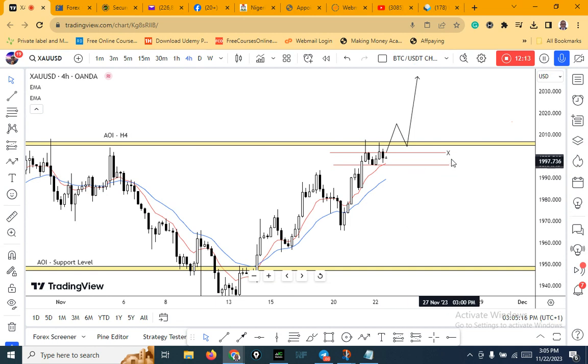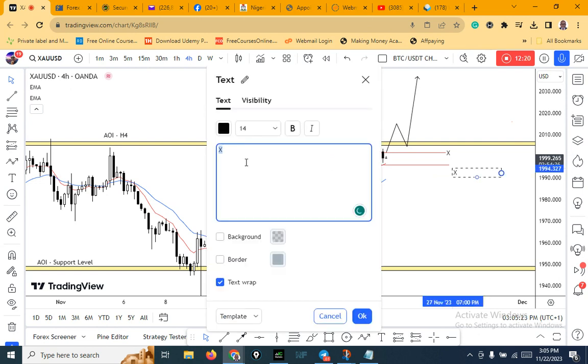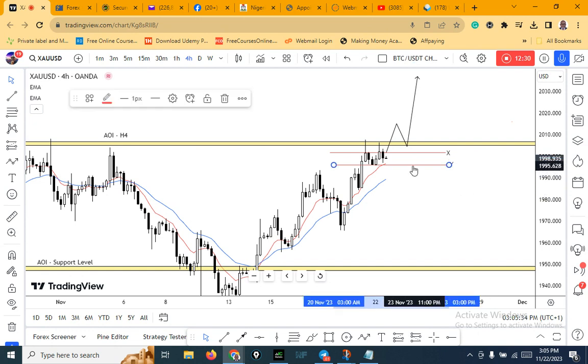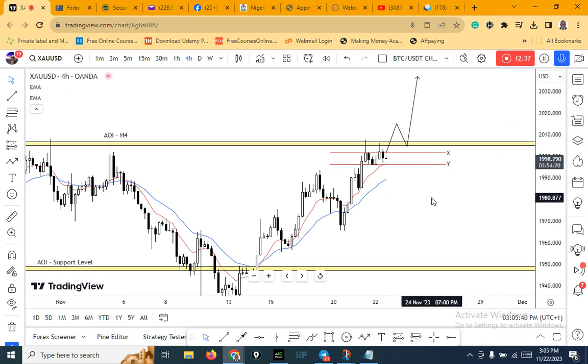If price is able to break through that level, excuse me one thing, one minute, let me call this Y. So if price is able to break through Y to the downside, then for me it has broken structure. If price closes below this Y level, then structure has been broken. So guys, I will now start looking for an opportunity to short this market to the downside.